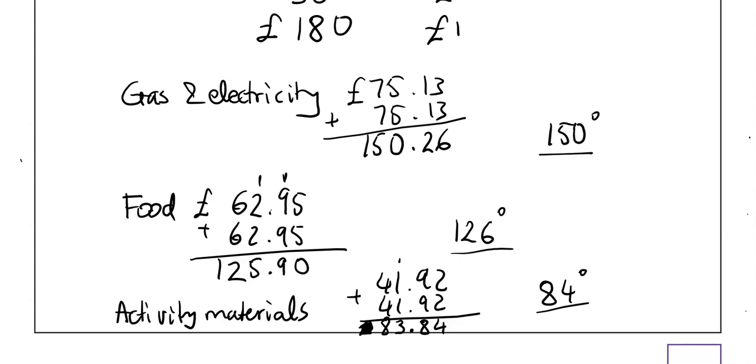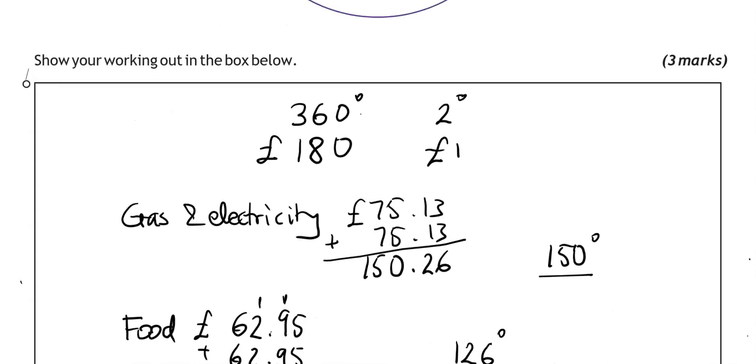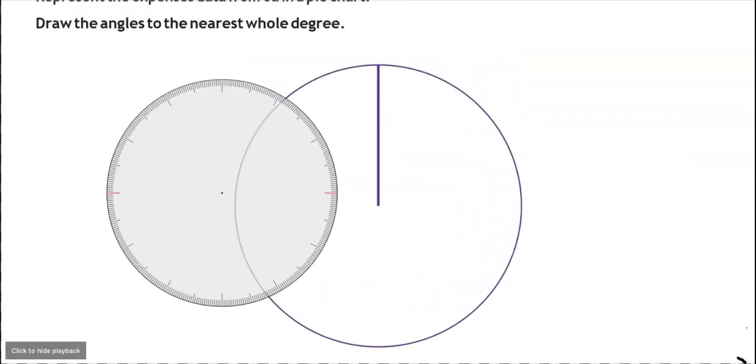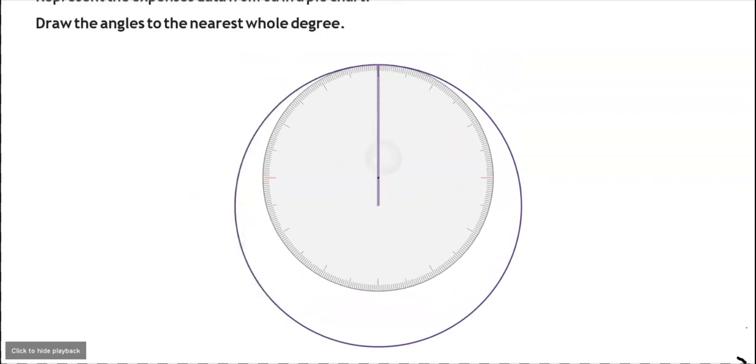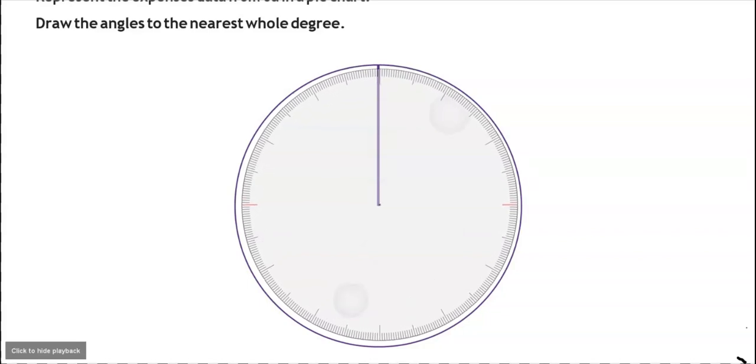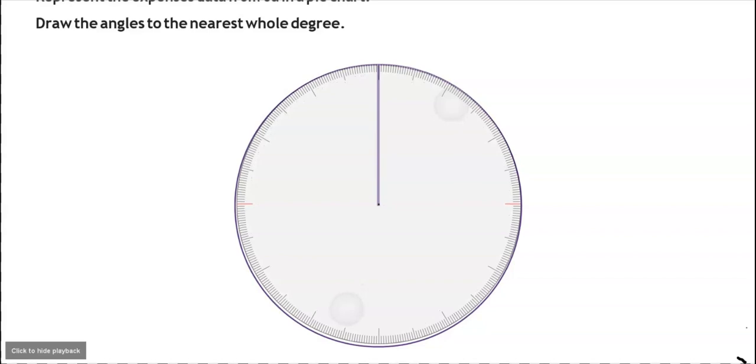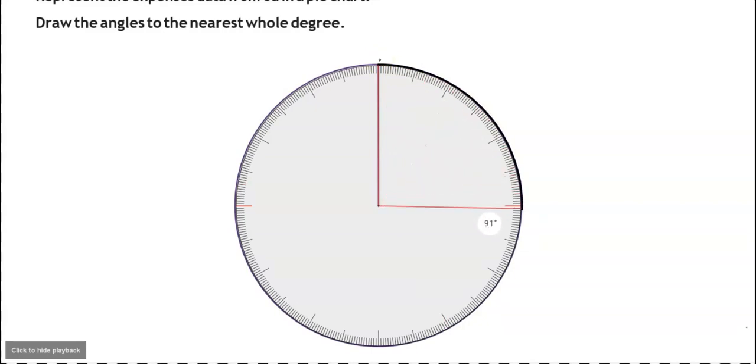Now we're going to represent all three of them on the pie chart above. We're using the protractor to measure the angles, so we'll start with gas and electricity, 150 degrees. This is a slightly different protractor from the one that you normally would use on paper. Making sure we've got this aligned properly. Starting from 0, we're going to go to 150. This is where I'm going to stop to mark this.